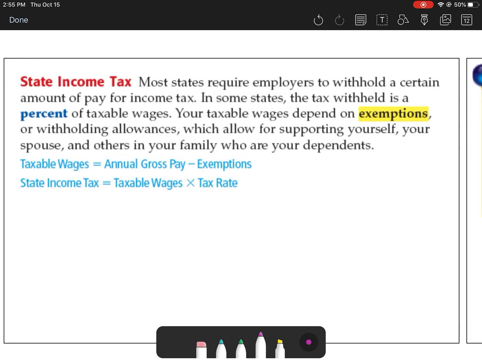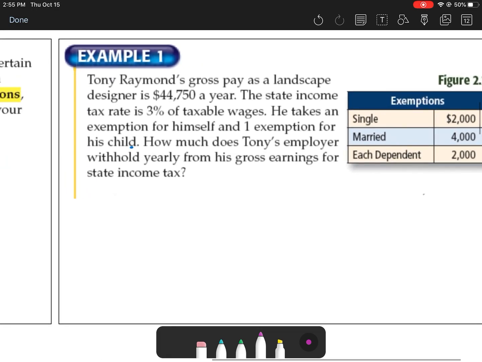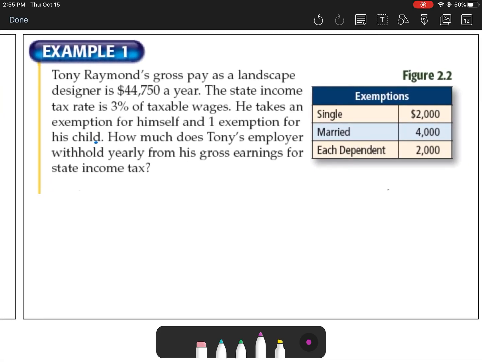So these two equations right here are super important. Okay, so let's look at example 1. Tony's gross pay as a landscape designer is $44,750 a year. The state income tax rate is 3% of taxable wages. He takes an exemption for himself and one exemption for his child. How much does Tony's employer withhold yearly from his gross earnings for state income tax?